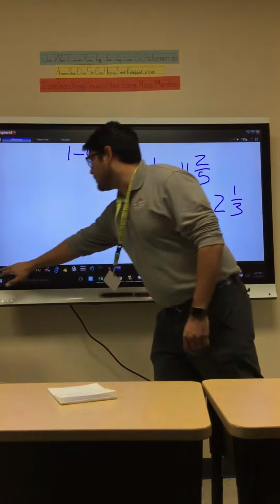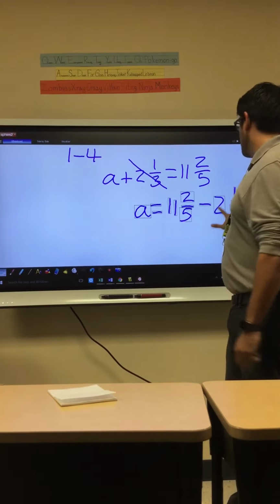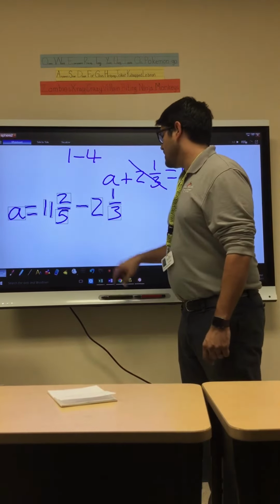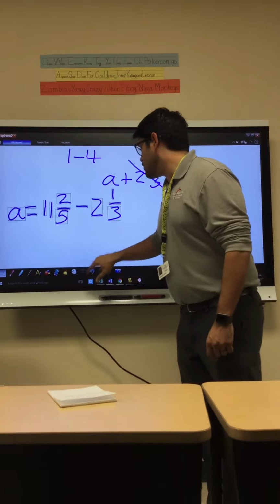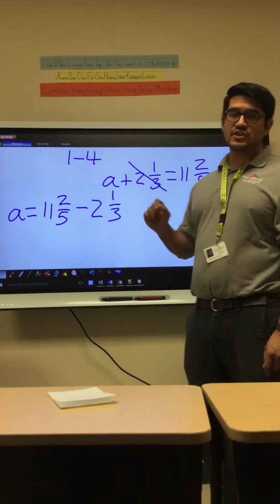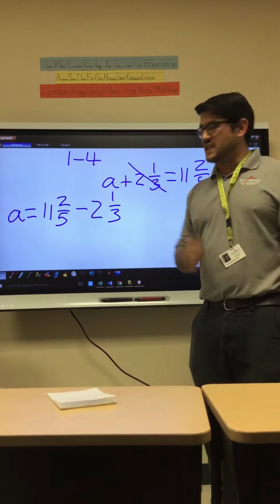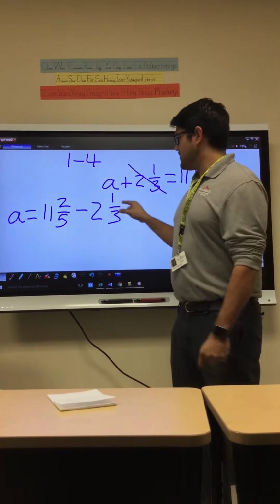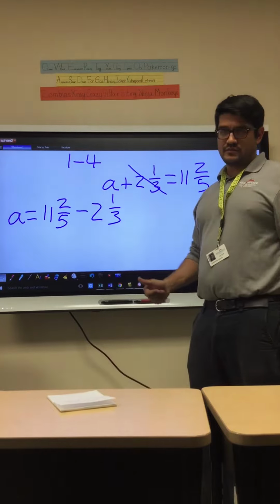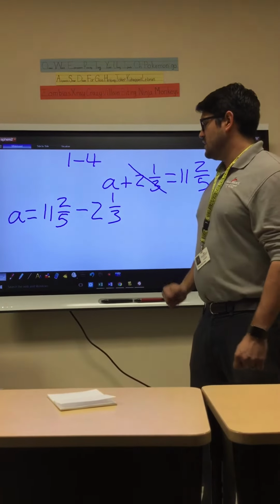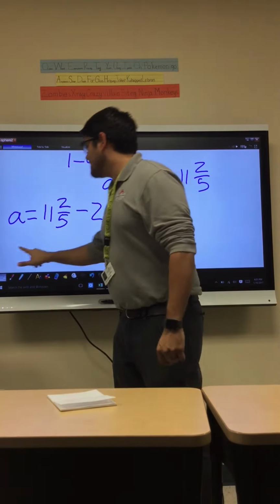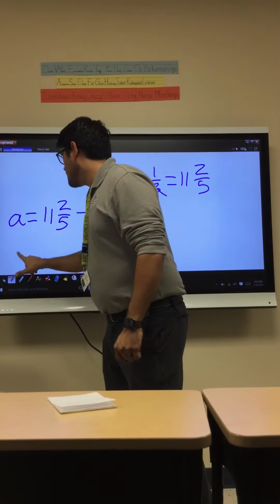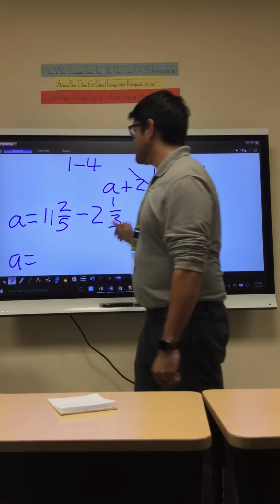So I'm going to shift this over so you can see it a little bit better. Shift it over here. All right? So what we have to do before we do anything else is make sure that the denominators are the same. They are not the same. What number can 5 and 3 both multiply into? The answer is 15. So we're going to write this problem again, but with the denominators being 15.